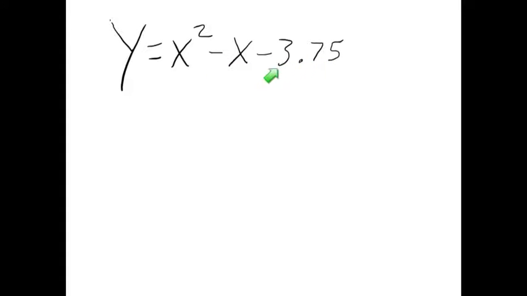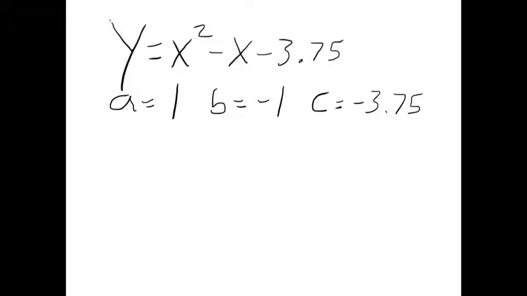The fact that this is a decimal means that the only way we know how to solve this is by using the quadratic formula. We start by identifying a, which is 1, b equals -1. It's really important that you get the negative in there, and c equals -3.75.